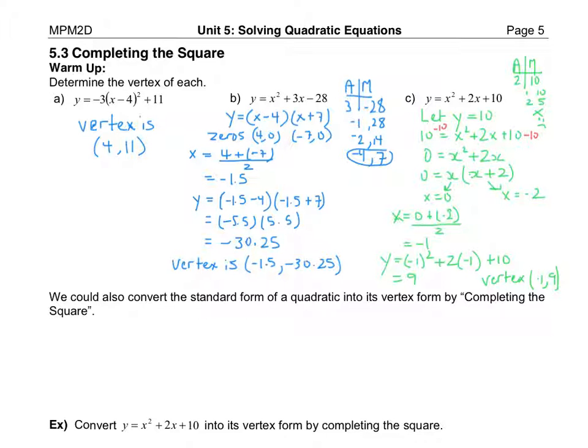Okay, the first one is given to you in the vertex form, so right away we should be able to state the vertex. Switch the sign on the 4, you get positive 4, and then you get the plus 11 as your y coordinate.